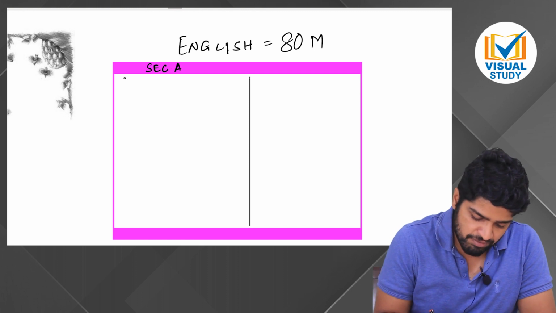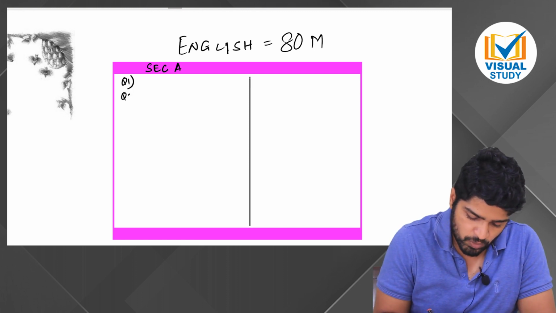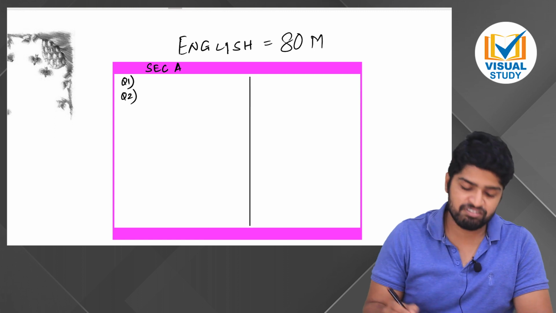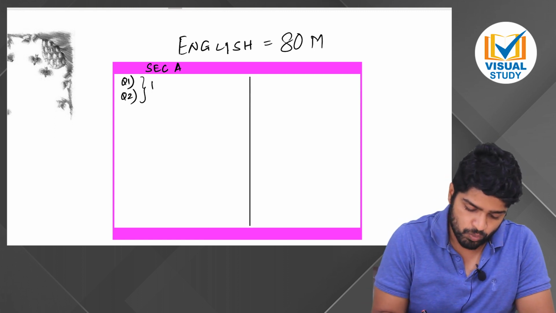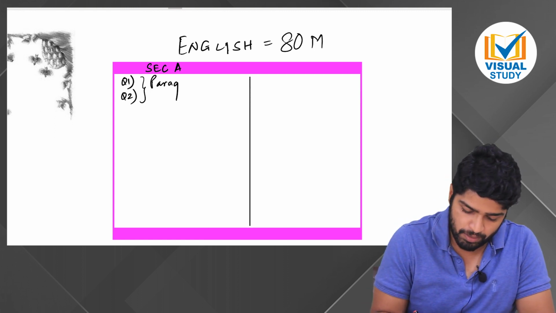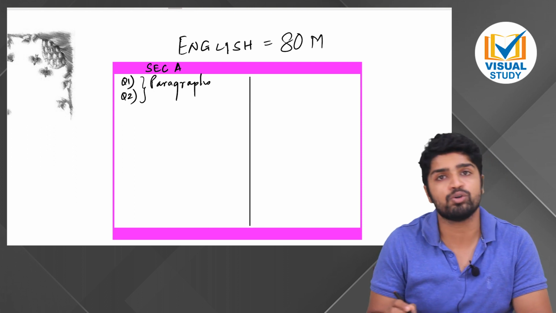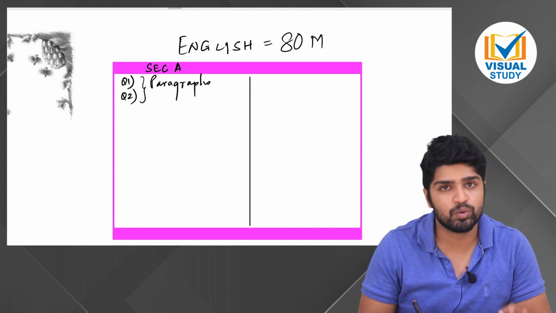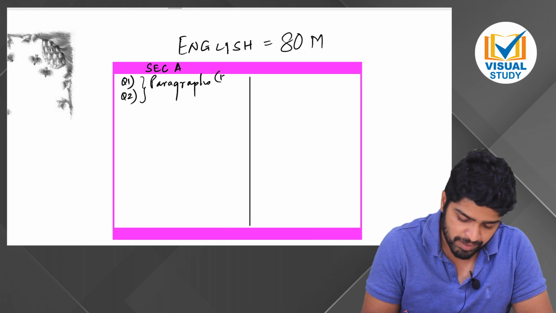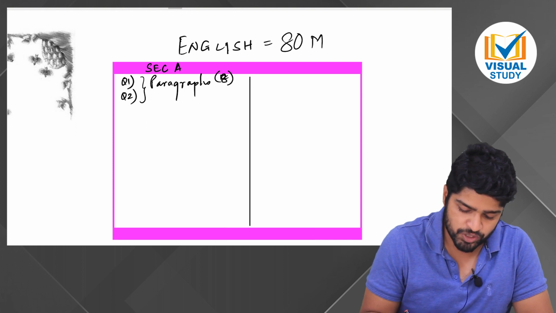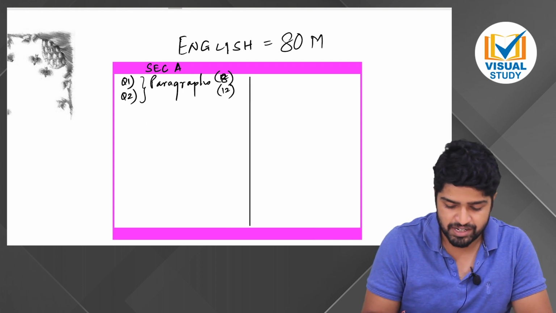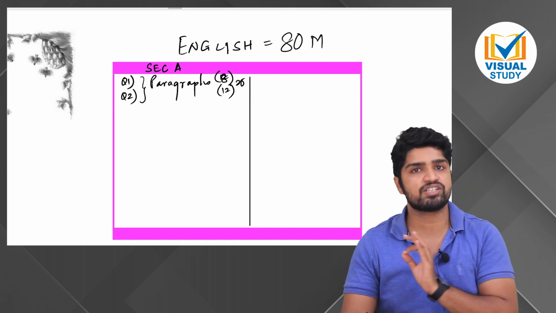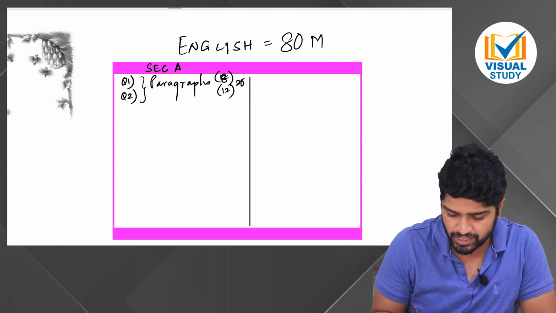Section A will have question number 1 and question number 2. Paragraph-based questions, so questions which are based on paragraphs. Question 1 will be there for 8 marks, and question 2 will be there for 12 marks. This comes with your 20 marks questions from section A.